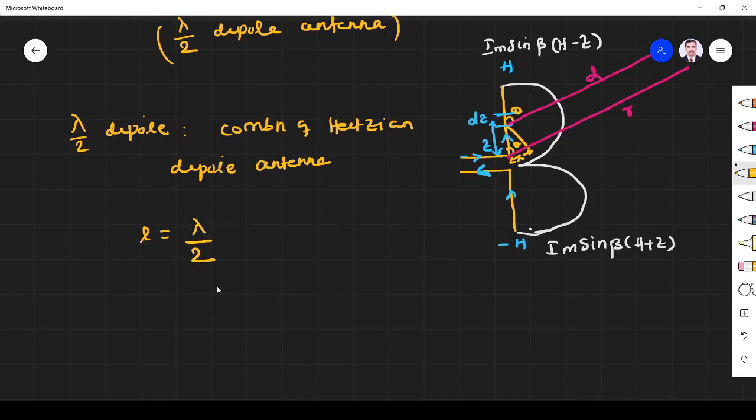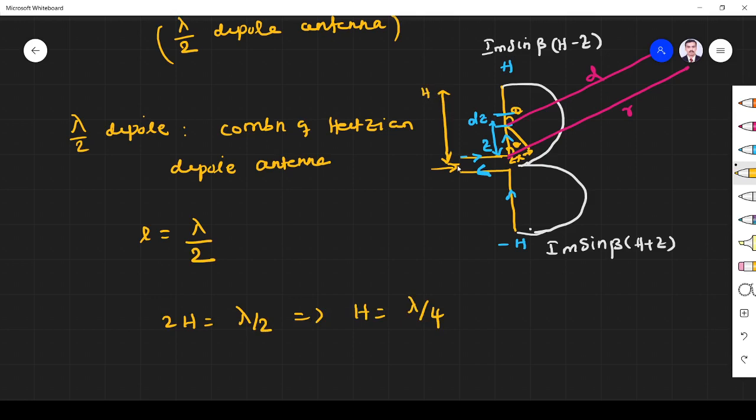Let us see that here. You can see this is my antenna. This antenna is excited at the center, which means the source is connected here. The total length is lambda by 2. From the center to the tip the distance is h, and on the other side there is another h. So the total length 2h is equal to lambda by 2. This implies h is equal to lambda by 4.